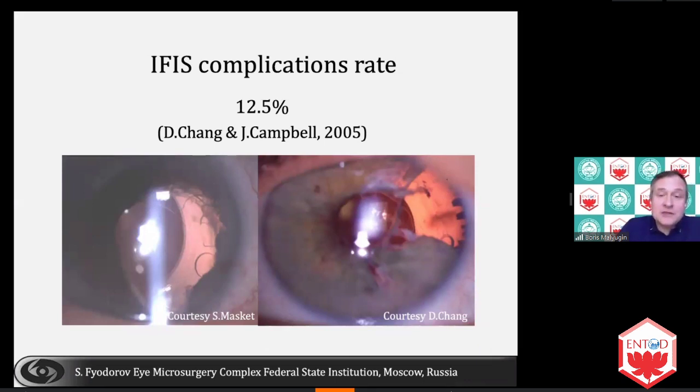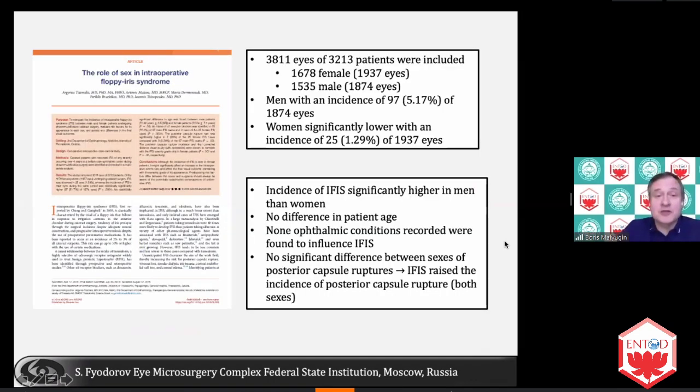And in this initial series, we know that there is a high complications rate going up to 12.5% overall, and some of these are quite devastating with partial loss of iris tissue, causing not only functional but also cosmetic issues for this patient.